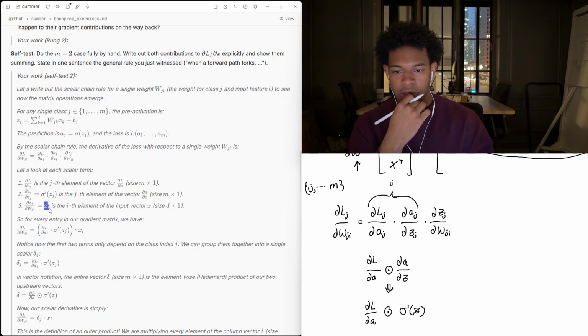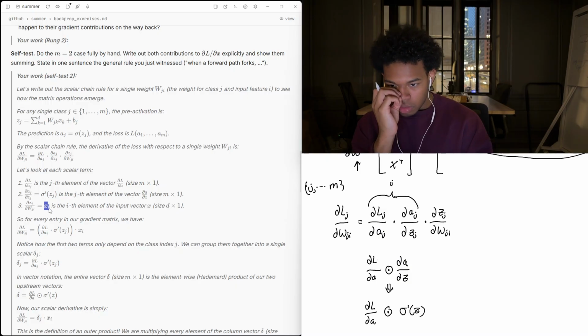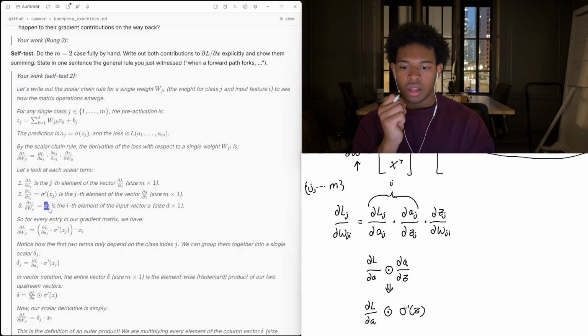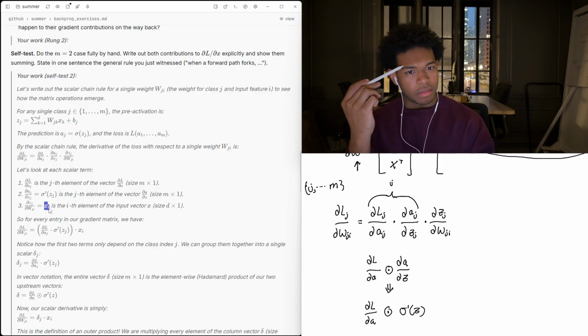Okay. So this equals, yeah, times xi. Notice how the first two terms depend on the class index j. We can group them together into a single scalar. Okay. The thing that I'm messing up is that I'm not calling L a scalar.